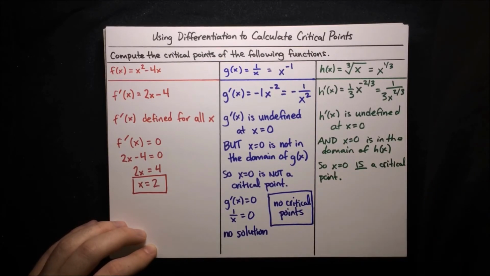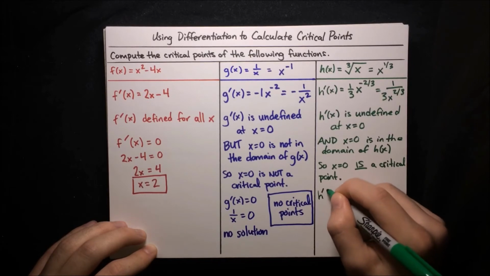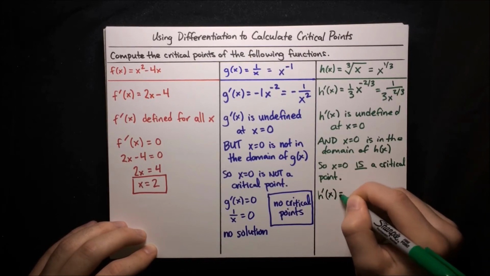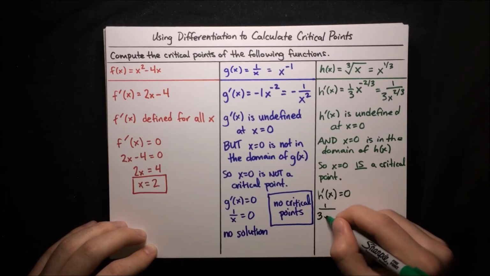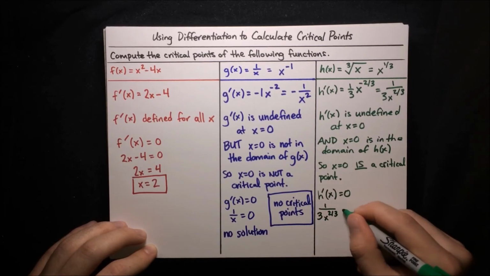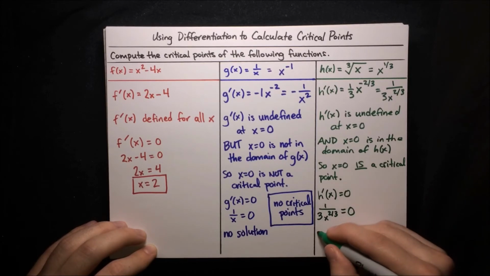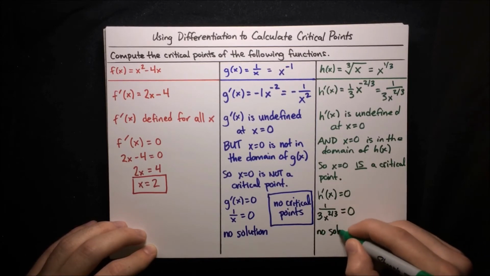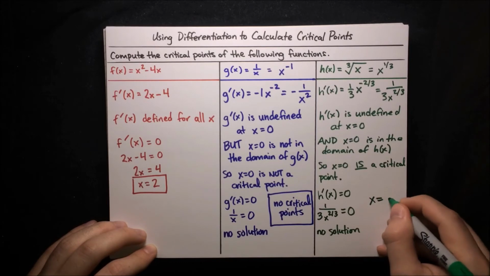Alright, so now we've got a critical point from the derivative being undefined. And how about if the derivative is 0? Are there any critical points arising from that condition? Well, that would mean that 1 over 3 times x to the 2/3 is equal to 0. But the numerator of this fraction is never 0. So again, there's no solution. So that means there's a single critical point, x equals 0.